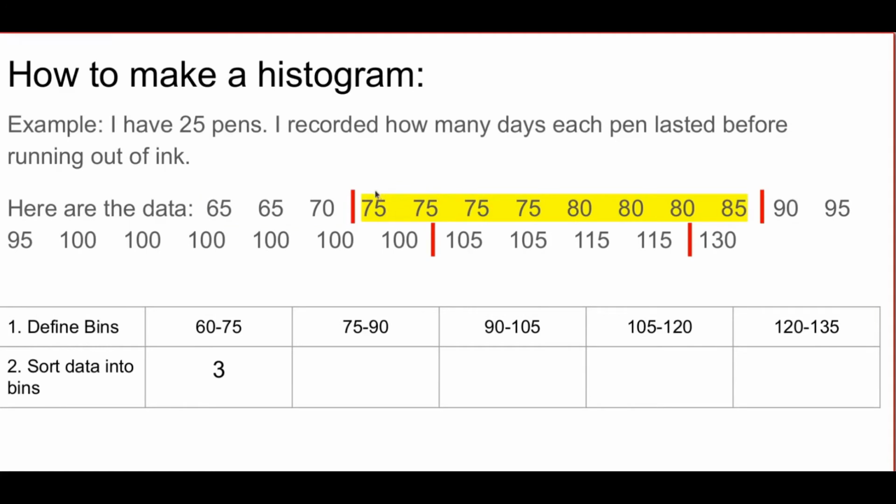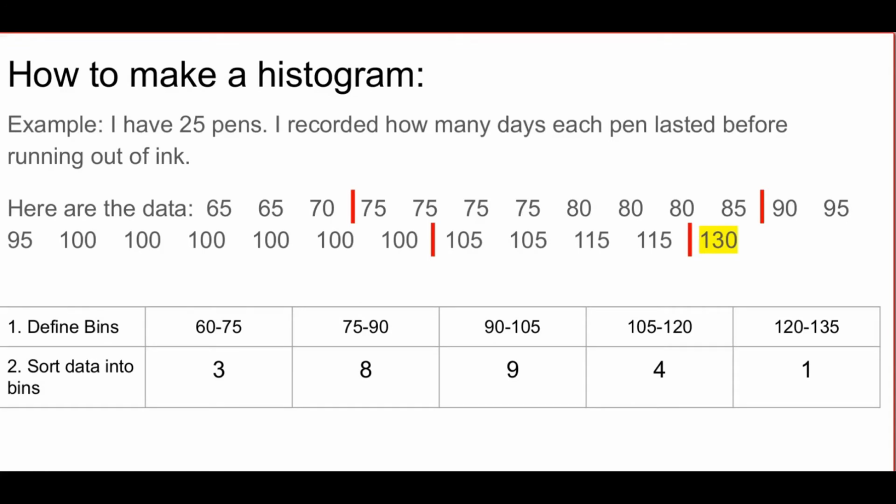Highlighting the next set, I'm counting 8 in this second bin. Highlighting the next group, we count 1, 2, 3, 4, 5, 6, 7, 8, 9 data points. Add those to the table. Similarly, in the next group we have 4, and in the final group we have just 1 pen.